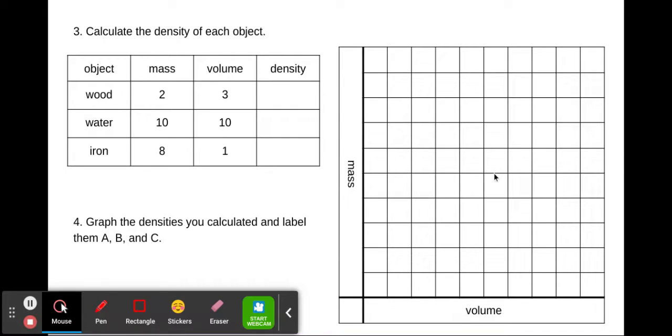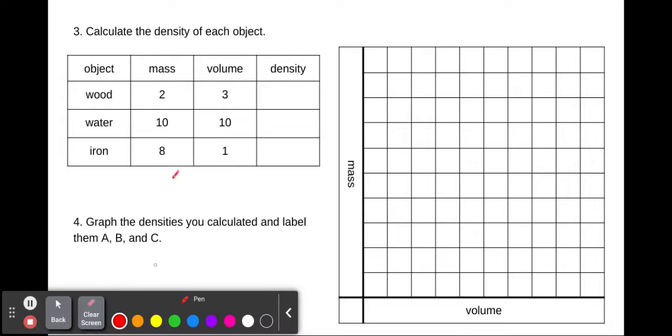So now we're going to use our same three examples. So we're going to practice graphing the mass and the volume of those samples. If you remember, the first sample was wood. Our mass was almost 2 grams and our volume was 3 milliliters.